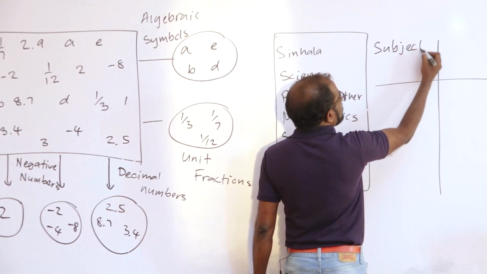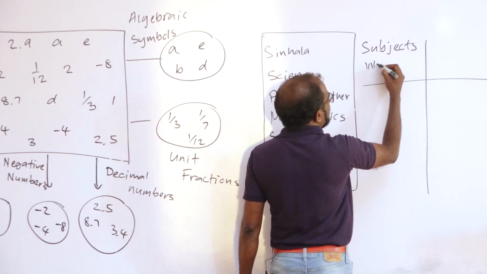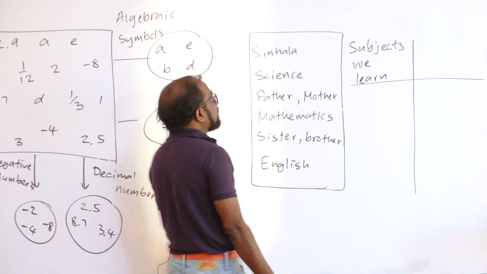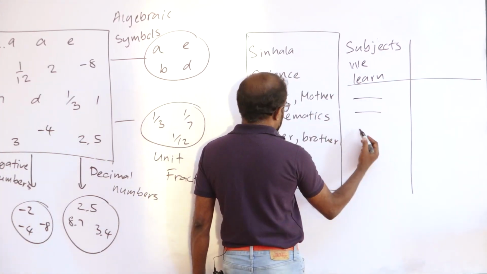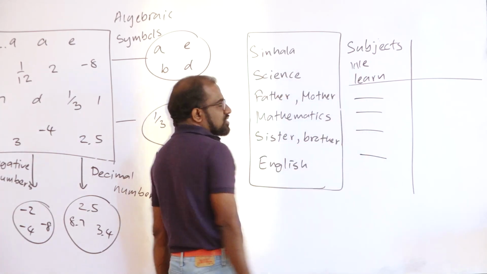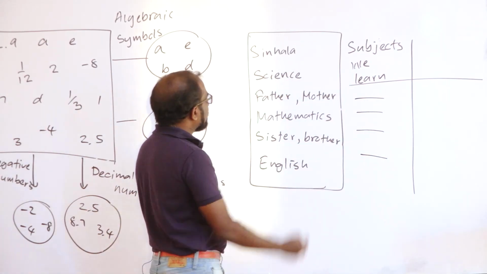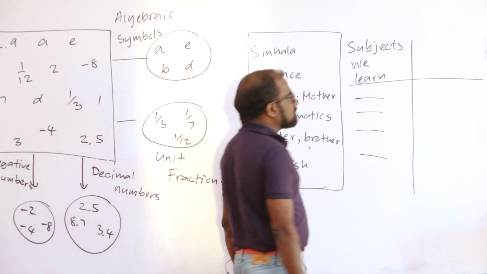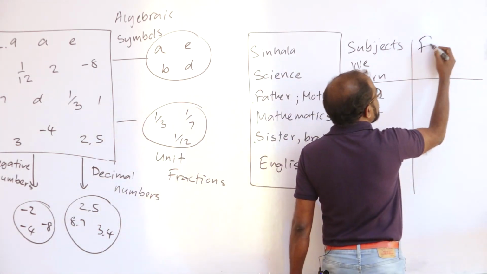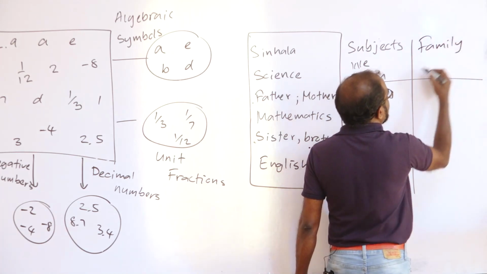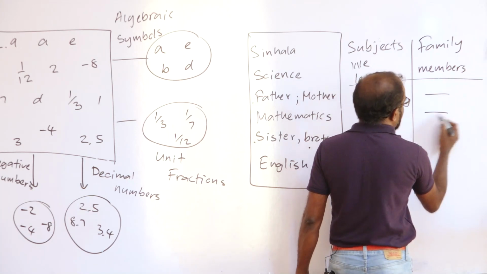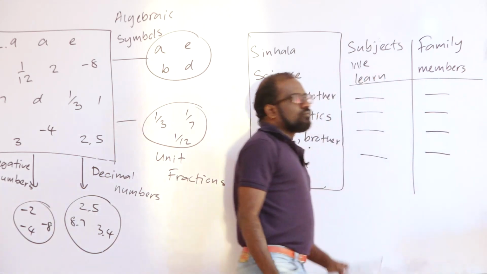Subjects we learn. So I don't write these answers. Okay, so Sinhala, science, maths, English, those are the subjects we learn. Then father, mother, sister, brother, what are they? Family members, or members in a family, right? Mother, father, sister, brother, they are family members.